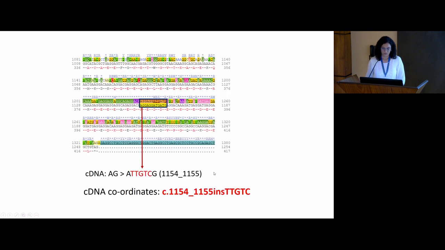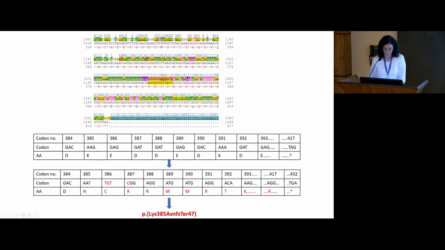Next, coming to the C coordinates. Similarly, we can map this particular sequence here, which corresponds to 1154 to 1155, and it has to be followed by insertion and specification of the nucleotides which have been inserted. Now coming to the protein coordinates. We can see the upper one is the original or reference sequence, and the lower table is the altered sequence.